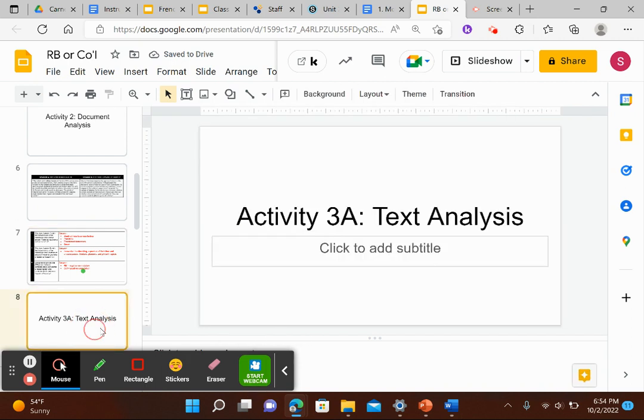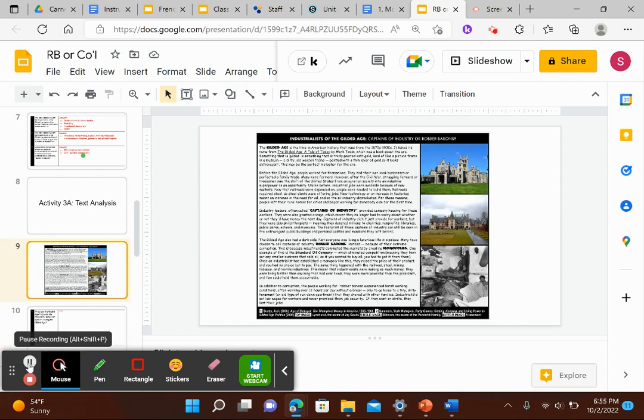All right, next we're going to move on to a text analysis. Now this is teeny tiny print, so I'm actually reading it from a piece of paper here because I can't see things very well. So the text is Industrialists of the Gilded Age, Captains of Industry or Robber Barons.